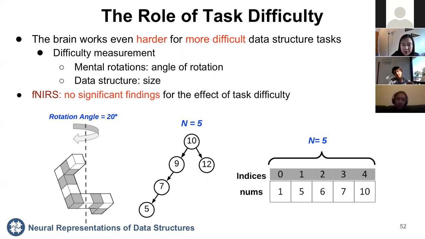So in other words, the rate of actual work in our brain is higher for data structure tasks than it is for mental rotation tasks. Those observations about task difficulty in our study can only be measured by fMRI. fNIRS did not discover significant findings on task difficulty. Our thought is that this may be because fNIRS has a weaker penetration power, so it just cannot give us more detailed information here.